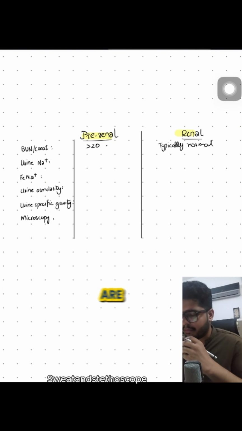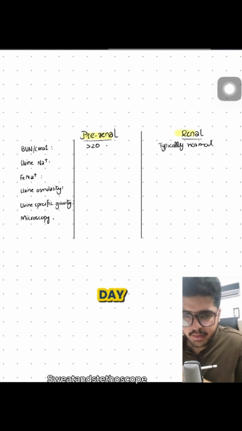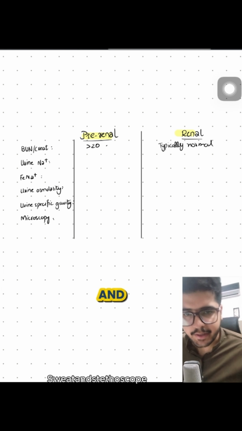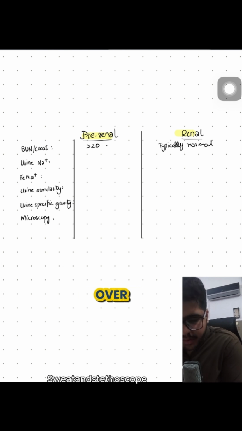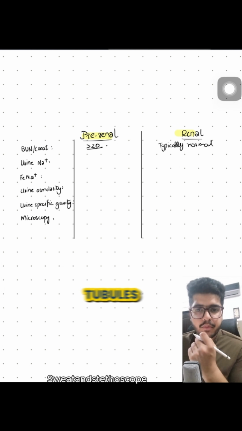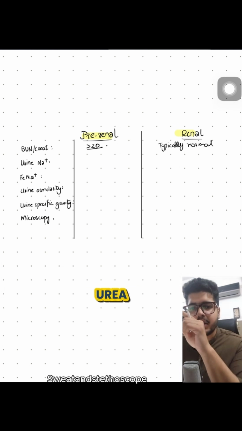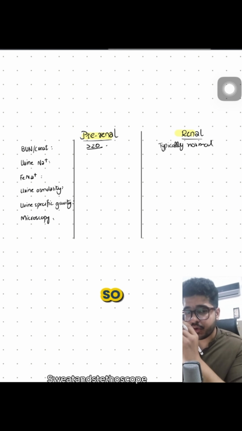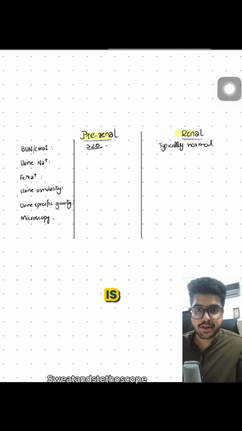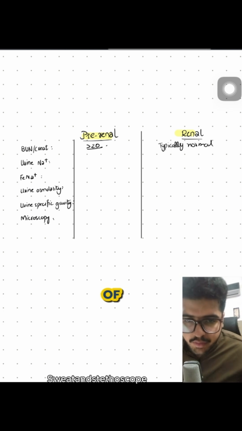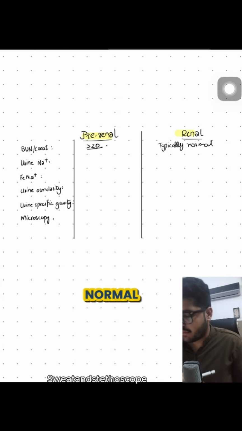So there are parameters you have to see on your exam day to differentiate between prerenal and renal azotemia. The first one is the blood urea nitrogen over creatinine ratio. It is increased in the case of prerenal azotemia. Why so? Because your renal tubules are intact and the urea is being reabsorbed. So ultimately, your blood urea nitrogen over creatinine ratio is going to be increased, that is greater than 20, while in the case of renal azotemia, it is typically normal.